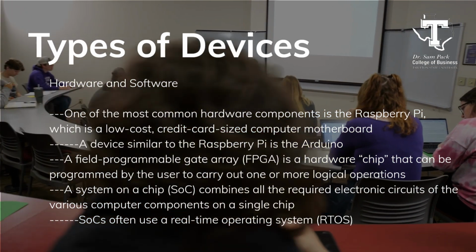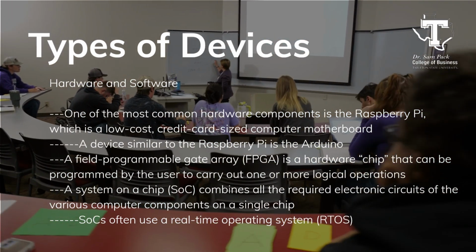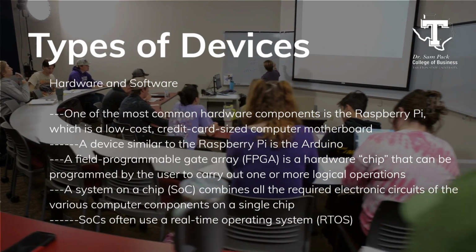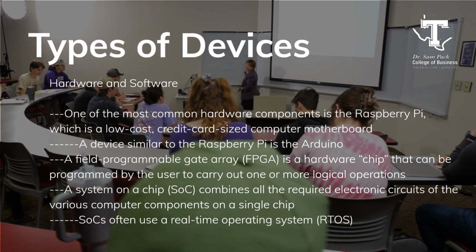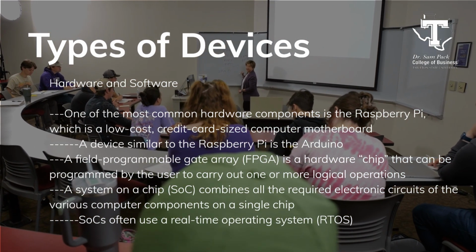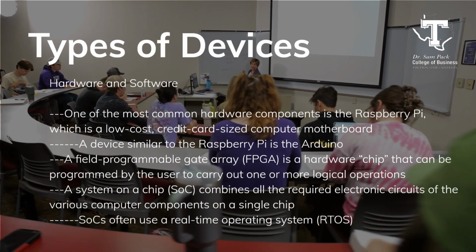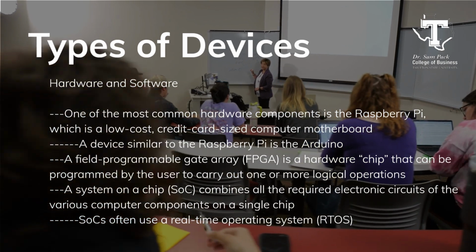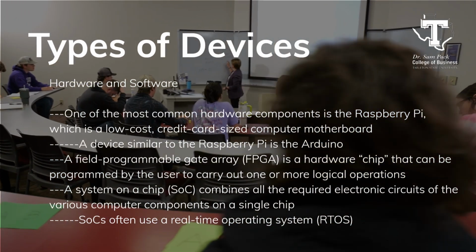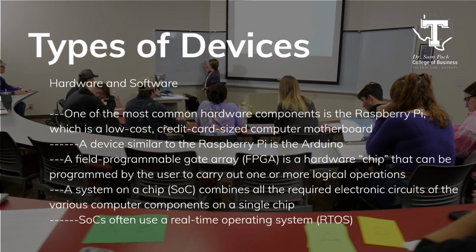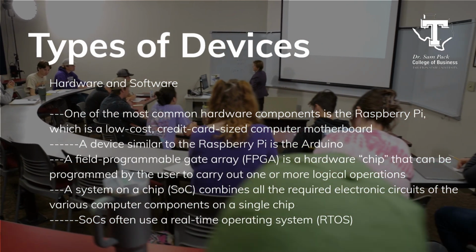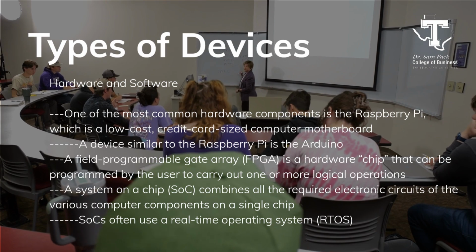Then there's something called an FPGA, which stands for Field Programmable Gate Array. Think of it like a customizable chip that you can program to perform various tasks. Finally, we have a System on a Chip, or SoC. This is a super smart chip that combines all the essential parts of a computer into one tiny package. Many SoCs use a real-time operating system, or RTOS, to manage their tasks efficiently.